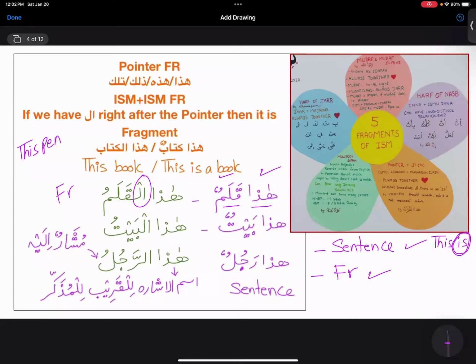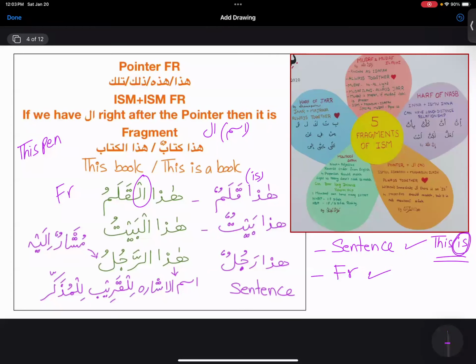So, haza kalamun, I do not have al after it. This is my sentence. And that's why, if you remember, haza is considered an ism, right? Haza is considered what? It's an ism. Ism lishara is ism. This is an ism. And if after this ism you do not have al after it, then you see that I translated it as "this is," meaning "is" is inbuilt in there.